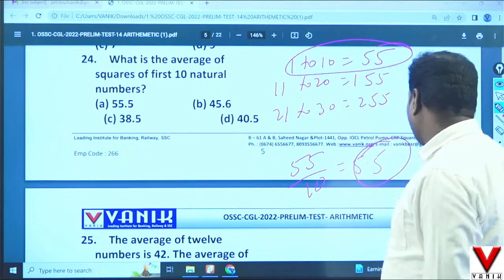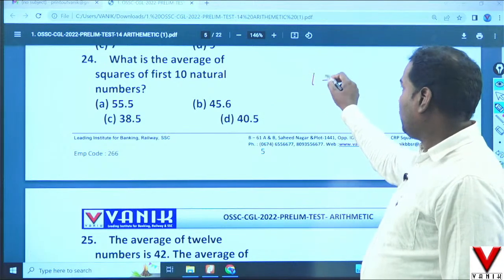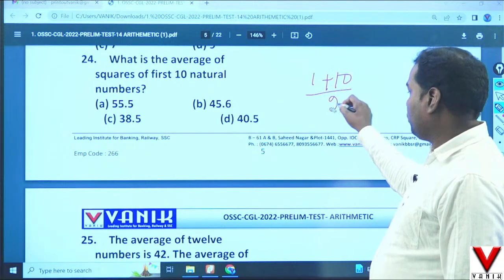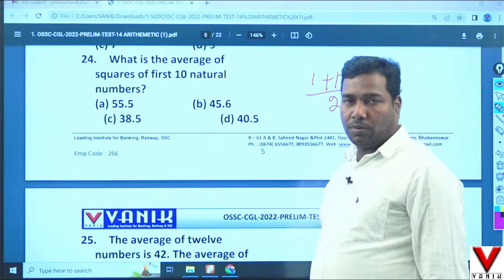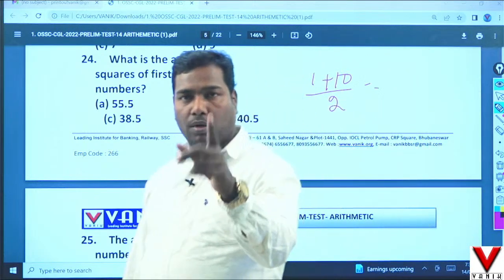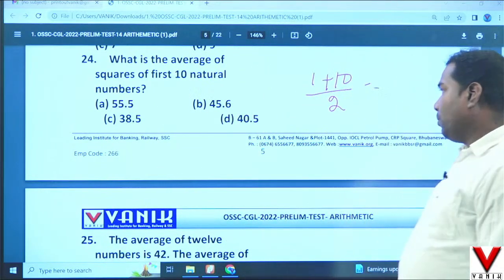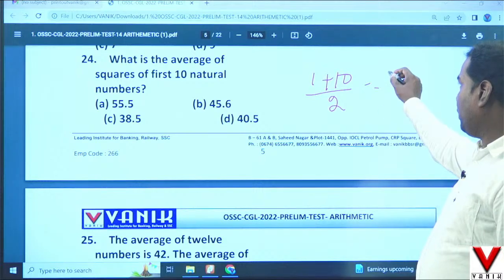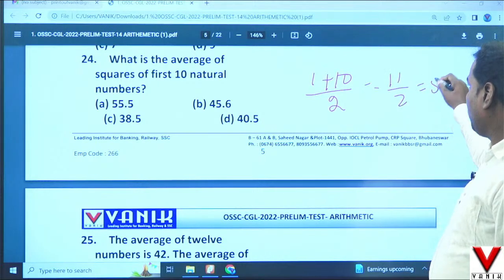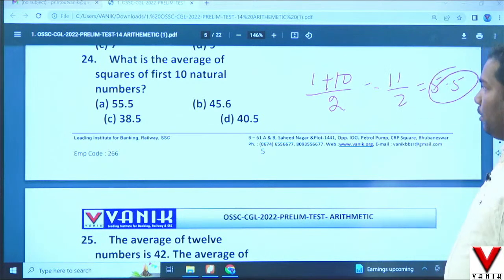Or we can do it this way: first number plus last number divided by 2. For the first 10 natural numbers, the first number is 1 and the last number is 10, so that we have to find out the average. First number plus last number divided by 2, 11 by 2 is equal to 5.5. Option 5.